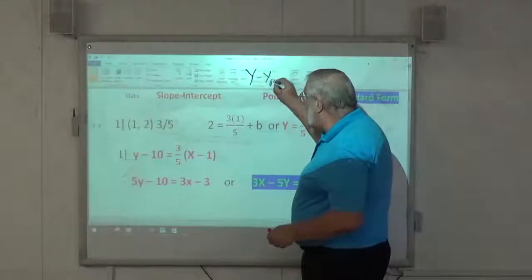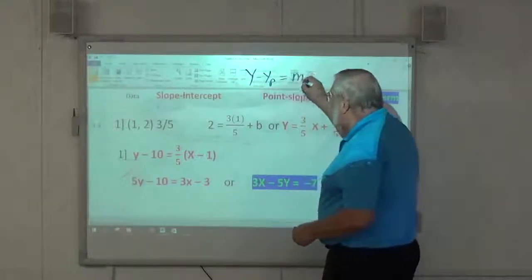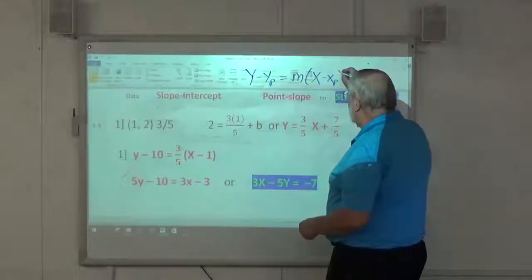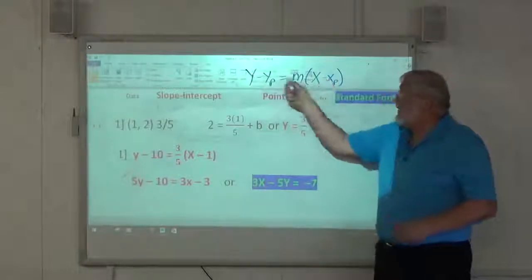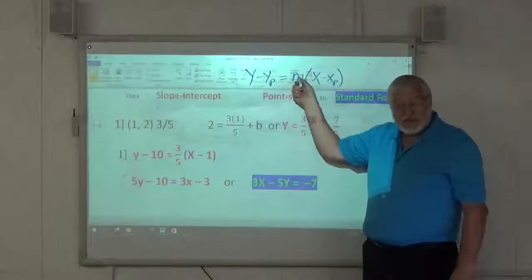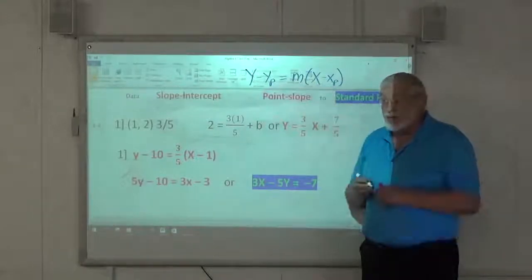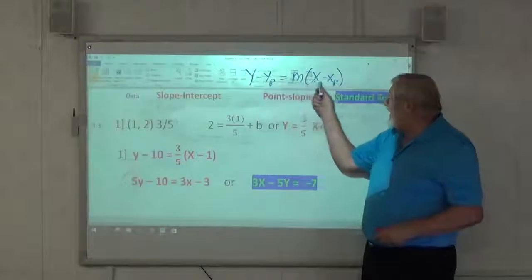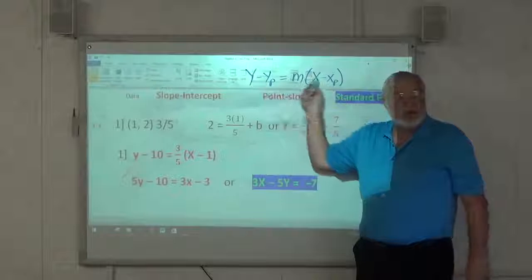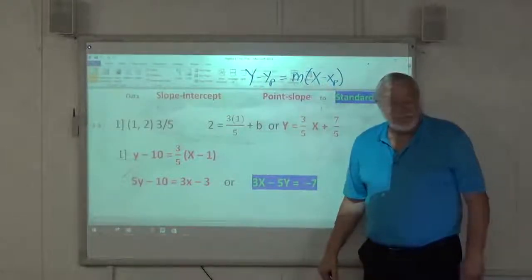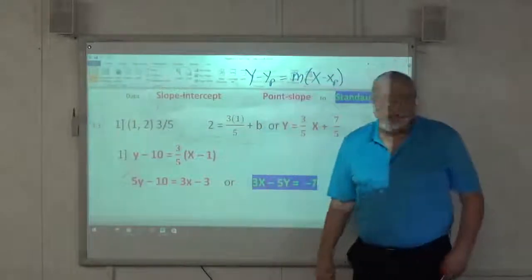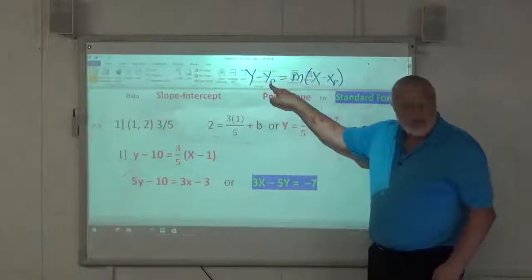minus the y point is equal to m times x minus the x point. And both of these are negative, and this is the slope. So this has to be distributed into this binomial, right? And when these are negative, this is the value of the point. The y goes with the y and the x goes with the x. Okay? So, suppose my point is (1, 2). The 1 goes here, and the 2 goes there.